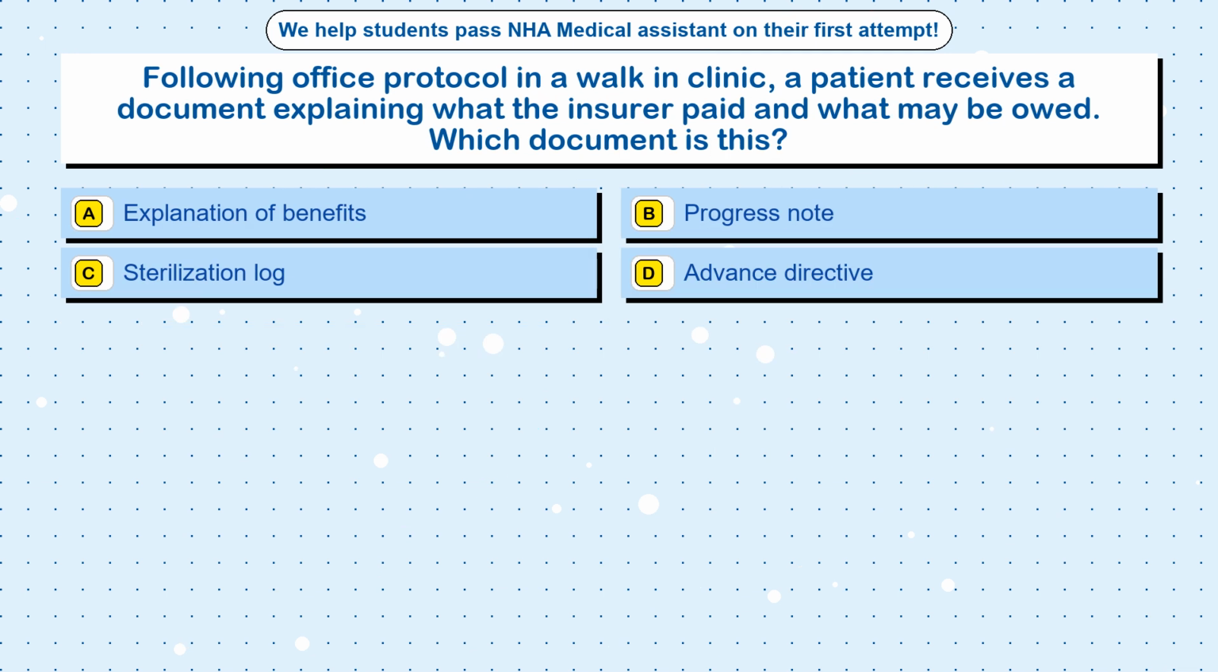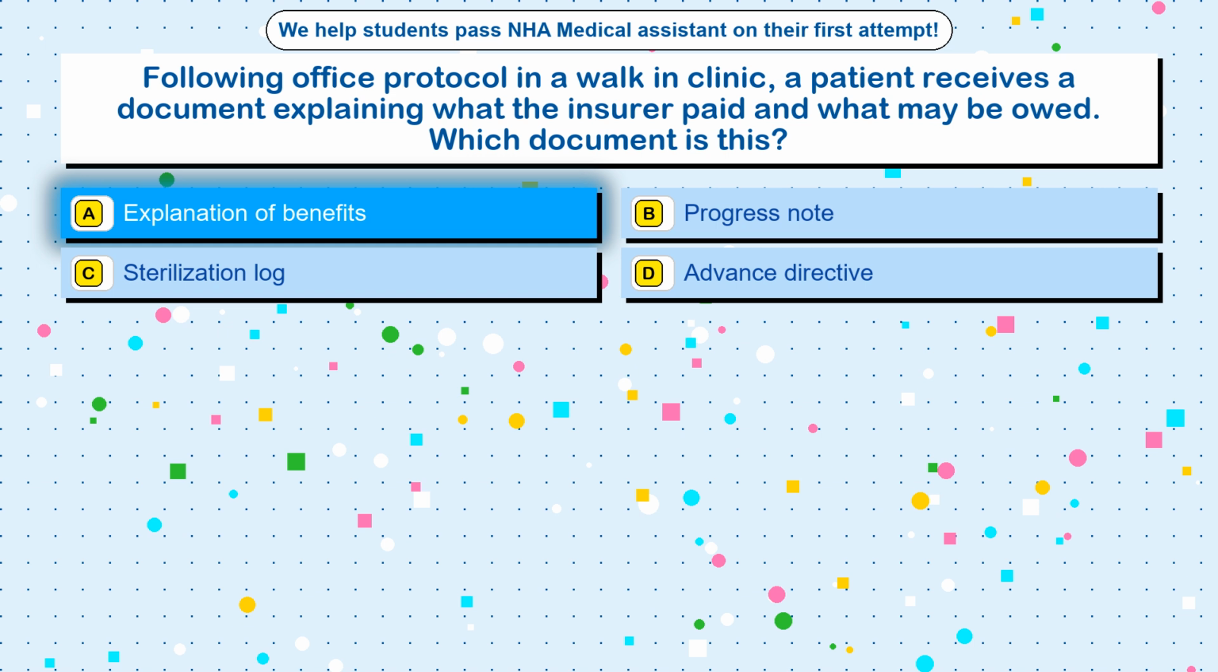Question 67. Following office protocol in a walk-in clinic, a patient receives a document explaining what the insurer paid and what may be owed. Which document is this? Option A. Explanation of benefits. Option B. Progress note. Option C. Sterilization log. Option D. Advance directive. The correct answer is option A.